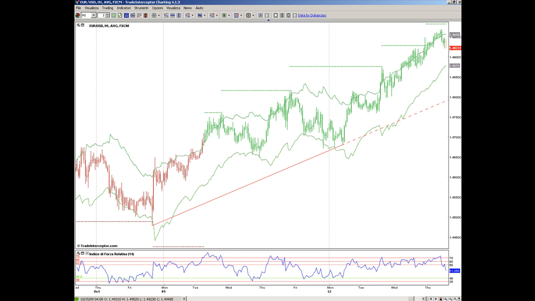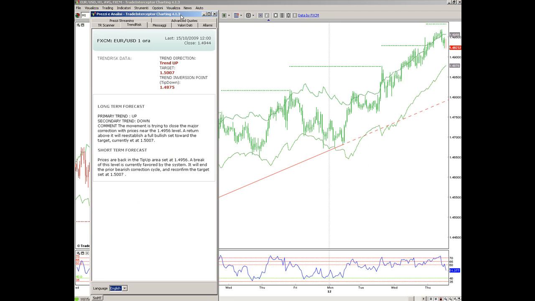This is very important, and I just wanted to show you, you can see in the analysis window, which gives you the long-term forecast and the short-term forecast, that the target is 150.07, this level here, but the trend inversion point, or tip down, is 148.75. Here on the real-time indicator it is 148.78. And this is what it tells you. It tells you, first of all, we had a long run, and it got two targets in a row. And now there is a possibility of a correction.